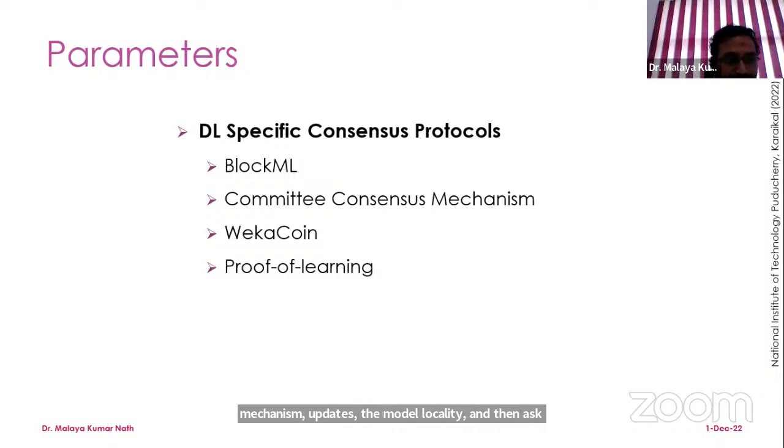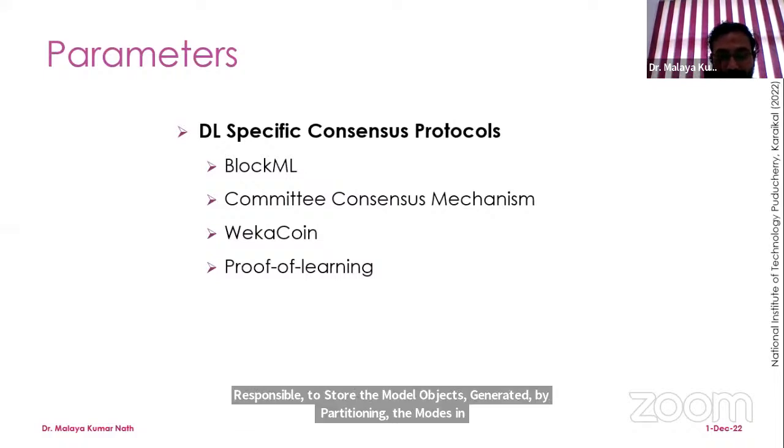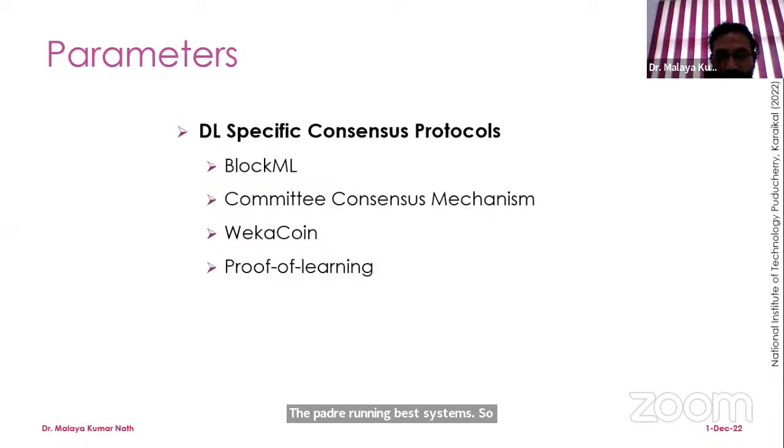The blockchain part of this federated learning is divided into two parts. The first part of the blockchain stores the randomly initialized model at the time of system initialization. And the second part of the blockchain is responsible for storing the model updates generated by partitioning the nodes in the federated learning-based systems. These nodes essentially obtain the model present in the blockchain and undergo the training locally.